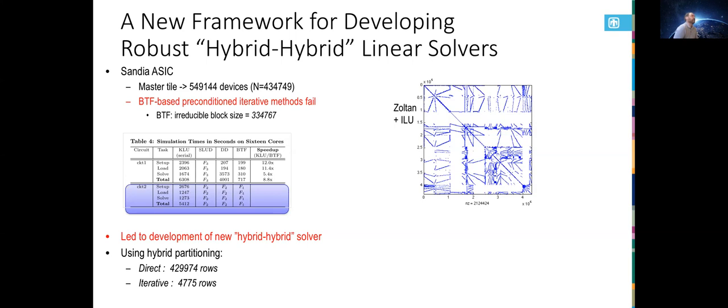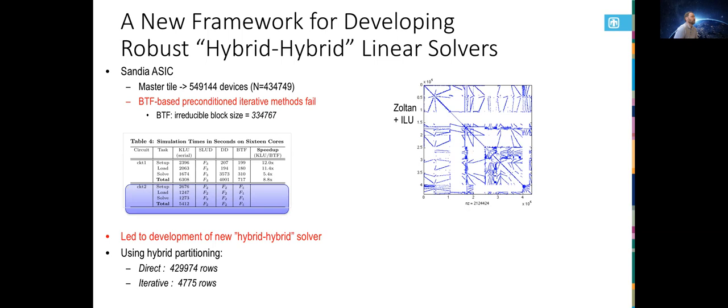And because of that, the oxide models that were in a lot of compact models became a bit more complex. And so that actually completely changed the structure of the resulting matrices. So anyway, this was an example of a matrix or a circuit that failed.